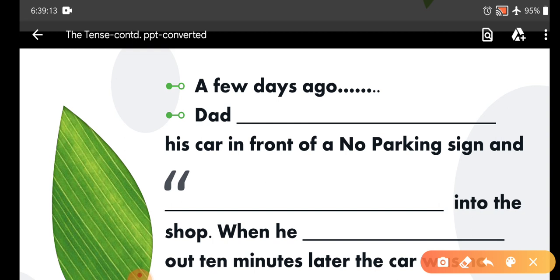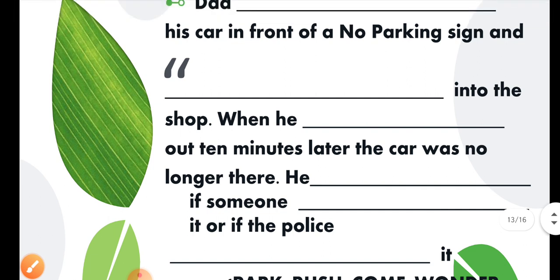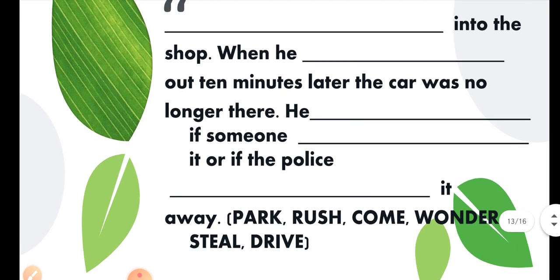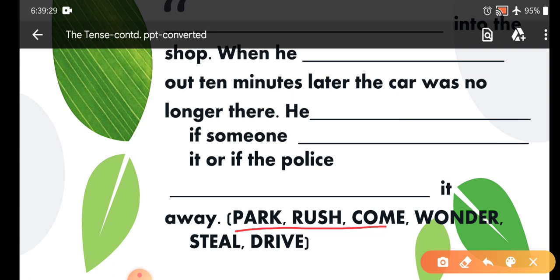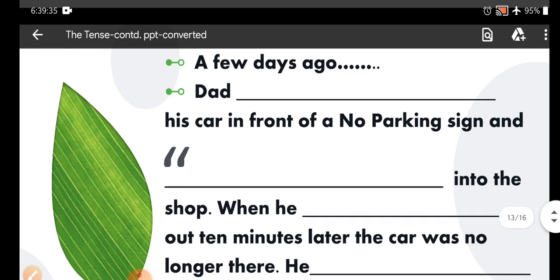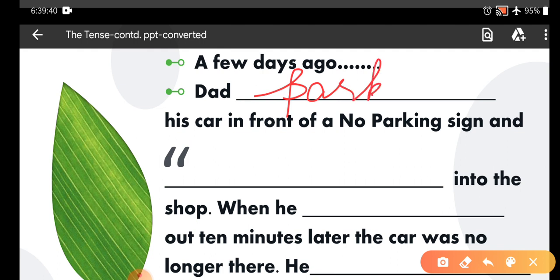You can enjoy it. Side by side, we will fill in the blanks, but first we need to know the options given, which are given here at the last. Park, rush, come. First we'll pick these 3. Park, rush and come. So now Dad parked his car in front of a no parking sign and came into the shop.